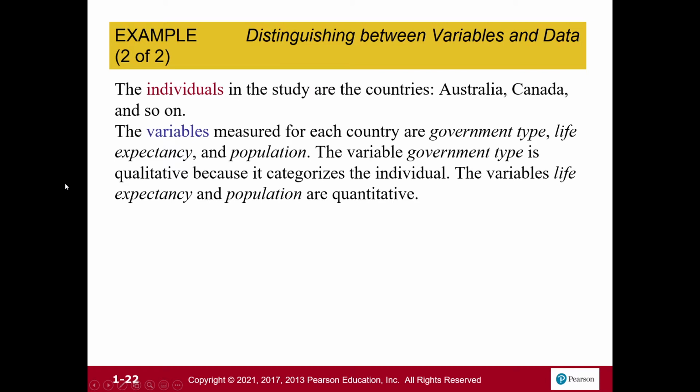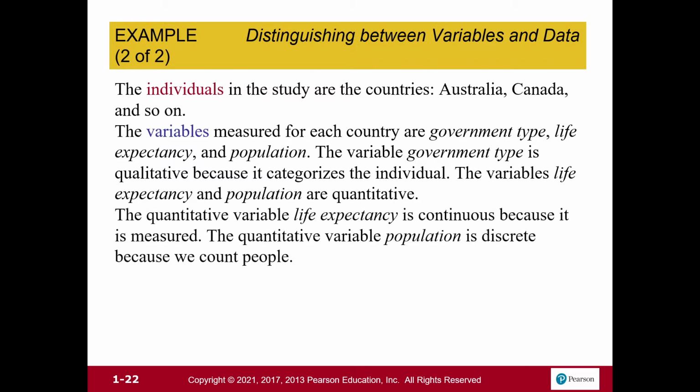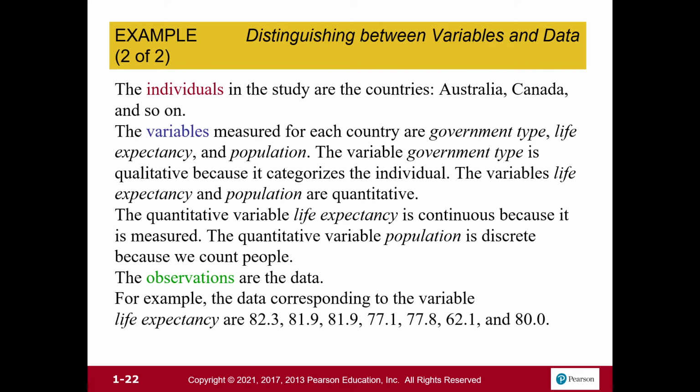And the variable government type is qualitative because it categorizes the individual. The variables life expectancy and population are quantitative. The quantitative variable life expectancy is continuous because it is measured. The quantitative variable population is discrete because we count people. The observations are the data. So for example, the data corresponding to the variable life expectancies are 82.3, 81.9, 81, so on and so forth.